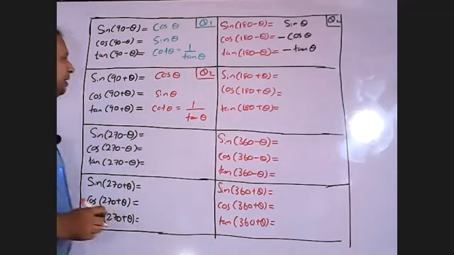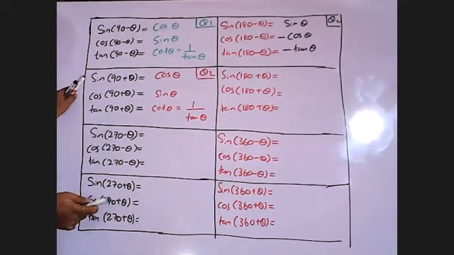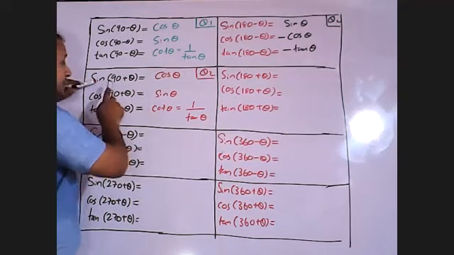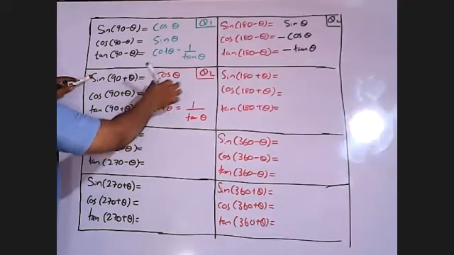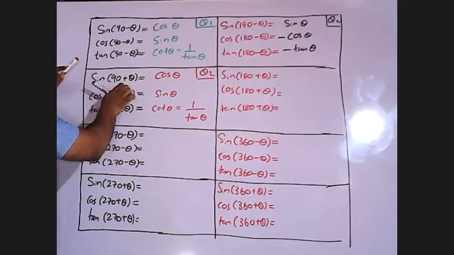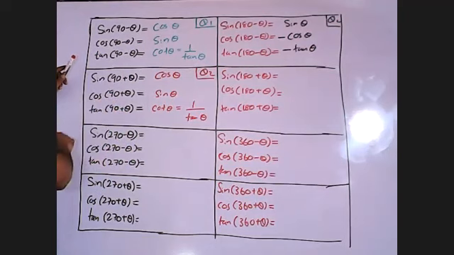Both are correct. Now you have to determine the sign. Sine 90 plus theta, plus or minus? Sine 90 plus theta is positive. Okay. Cosine value of 90 plus theta is negative. Cos 90 plus theta.